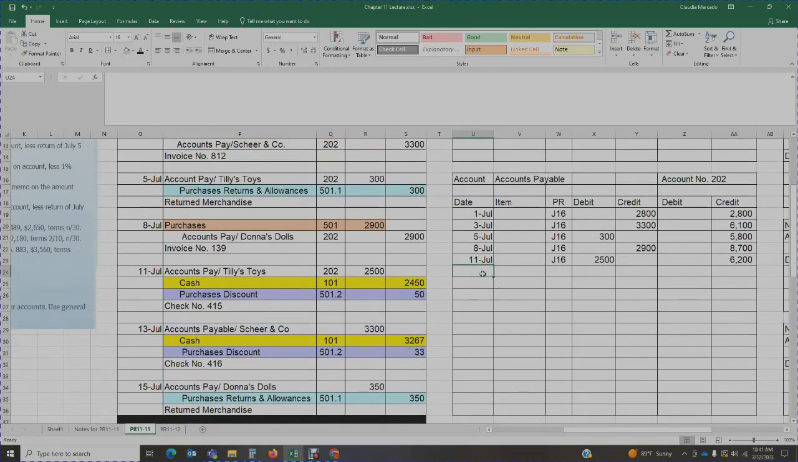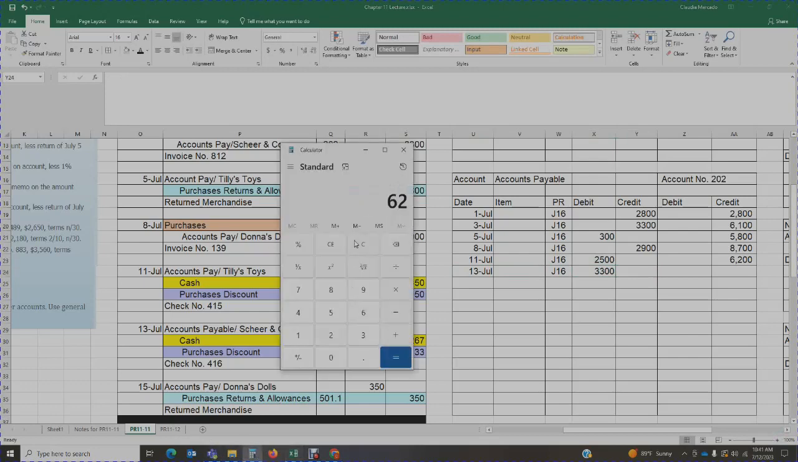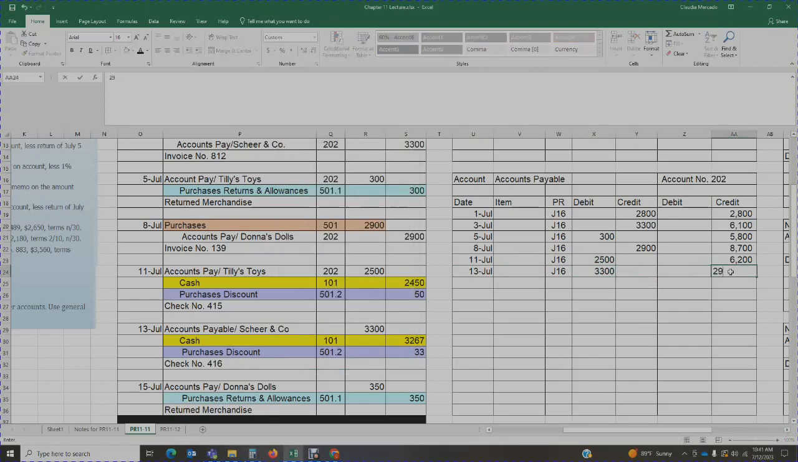On the 13th, we've got Journal 16. And on the 13th, we've got a debit of $3,300. So because it's a debit, we're going to subtract. My balance is $2,900 credit. Okay. And I'm going to go and I'm going to post my account number.